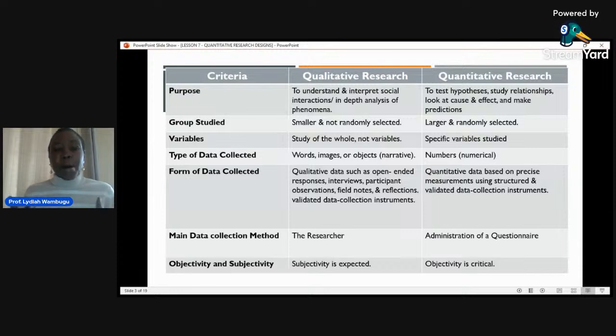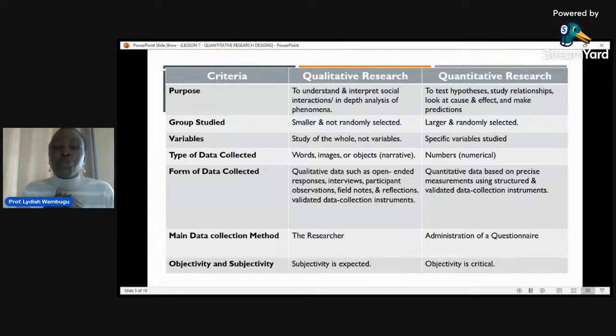Number one is the purpose. What is the purpose of qualitative research? We have said it is in-depth investigation, in-depth analysis of a phenomenon to understand it in depth, whereas the work of quantitative is to study cause and effect, to make predictions, to explain, to test hypotheses. That is the work of quantitative.